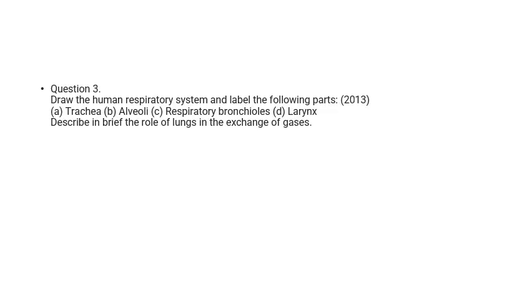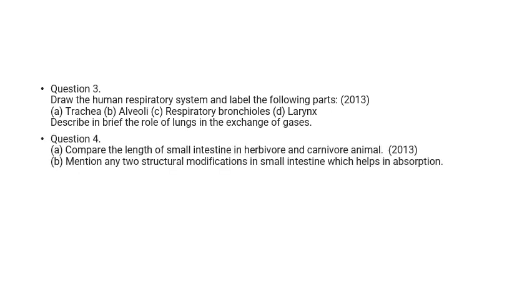The next question is, draw the human respiratory system and label the following parts. You have to practice this respiratory system diagram well: trachea, alveoli, respiratory bronchioles, and larynx. Describe in brief the role of lungs in the exchange of gases. The next question number 4: compare the length of the small intestine in herbivorous and carnivorous animals. Mention any two structural modifications in the small intestine which help in absorption.